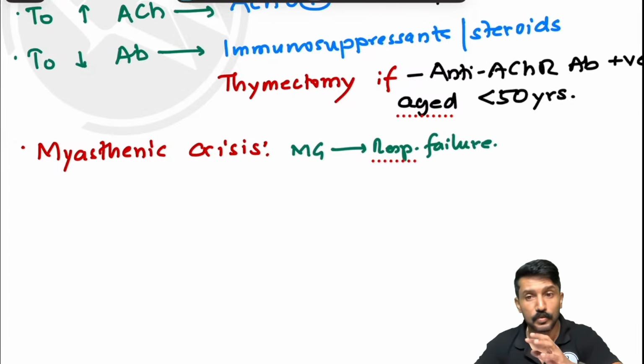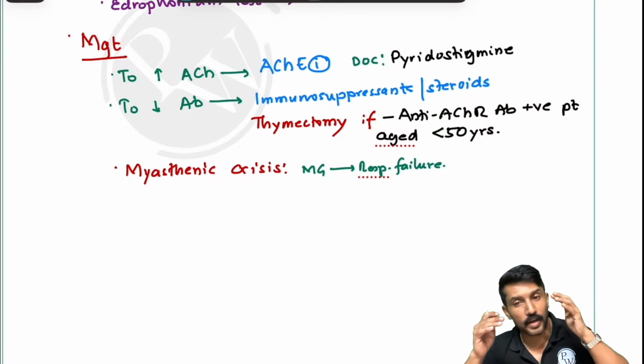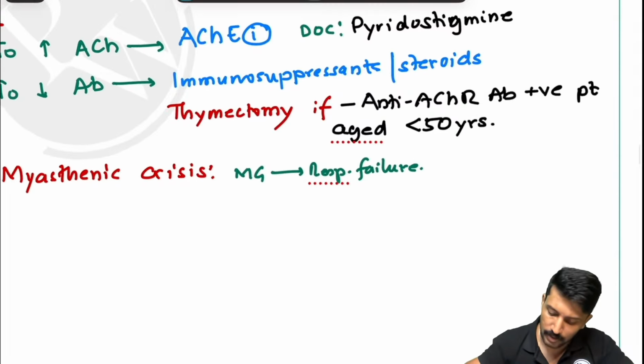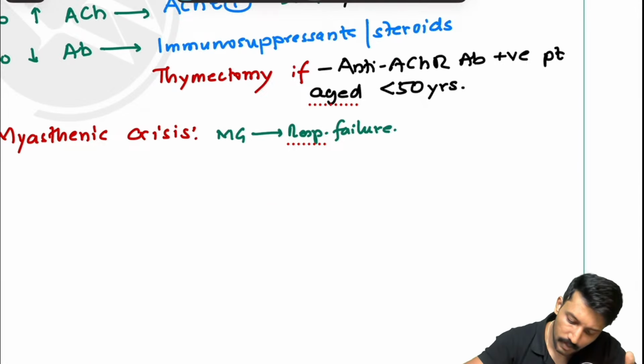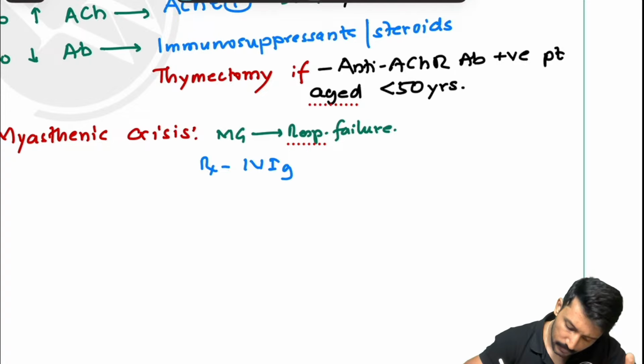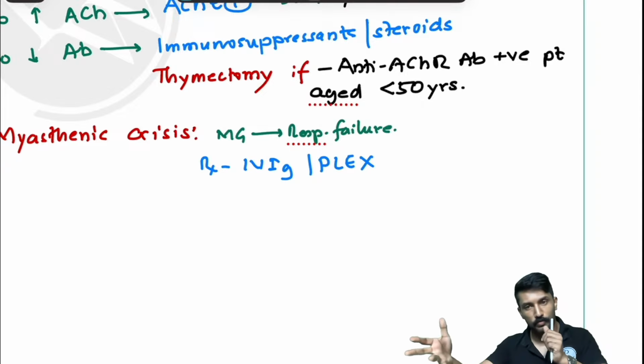So when that happens, what is the treatment of choice? Here, antibodies are too high, so I have to quickly bring down the antibodies. Quick bringing down of the antibodies is possible when I give them IVIG or plasma exchange. IVIG will neutralize the antibodies, or plasma exchange will help us get rid of the antibodies from the body outside.